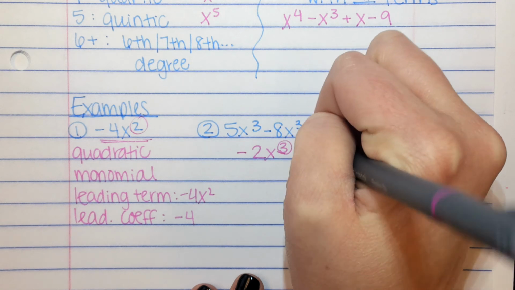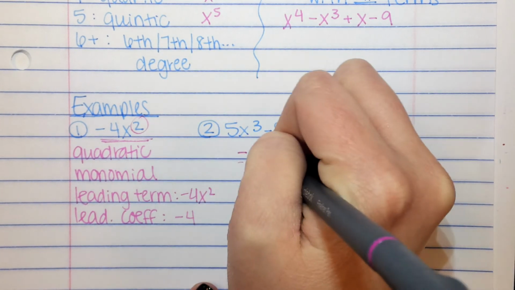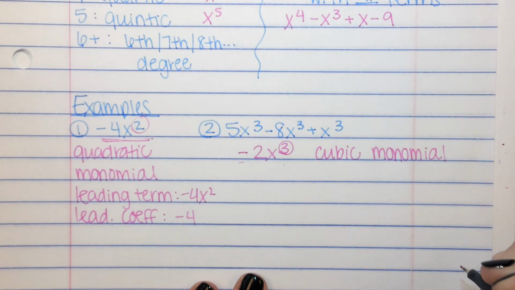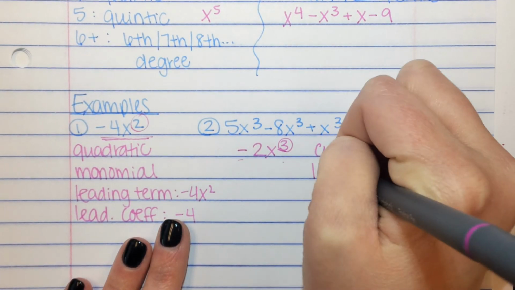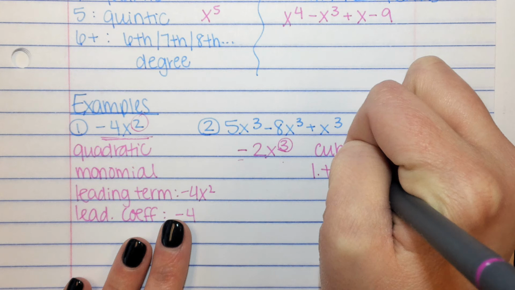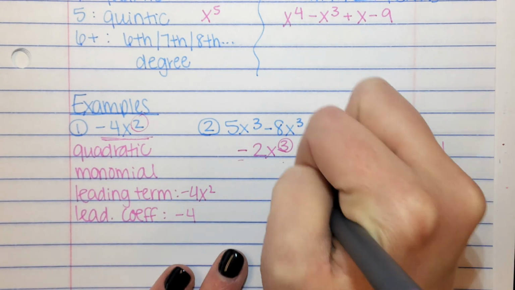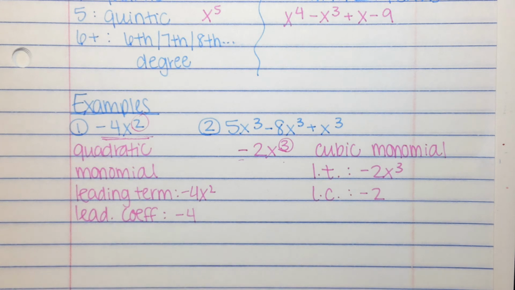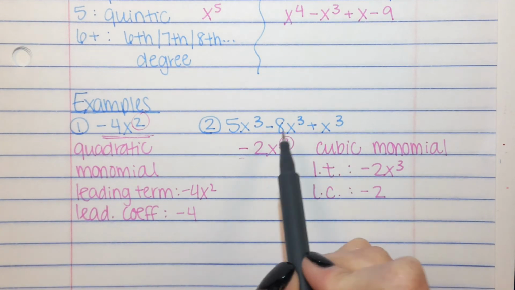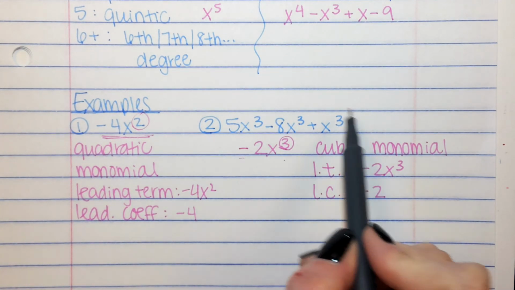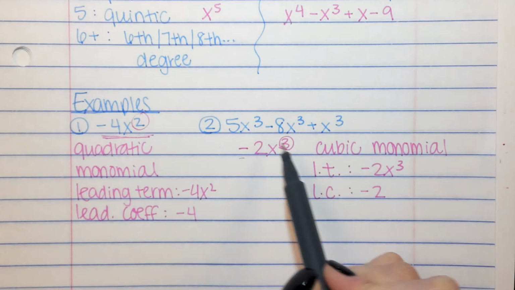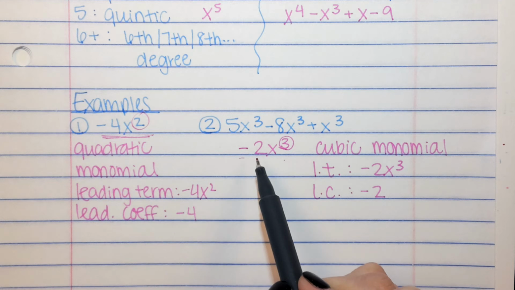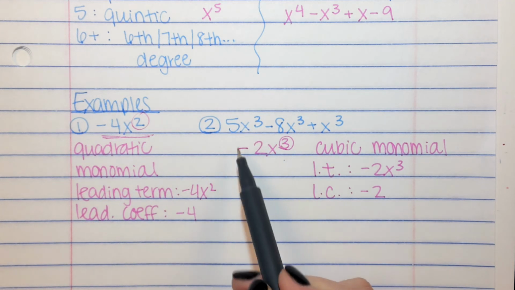Okay, we find the degree, so the degree is 3. So we call that a cubic. Again, it's just one term, so cubic monomial. The leading term is negative 2x cubed. The leading coefficient is negative 2. Okay, and again, we simplified, made sure it was in standard form, named it by degree and terms, and then we're just pointing out the leading term and the leading coefficient.